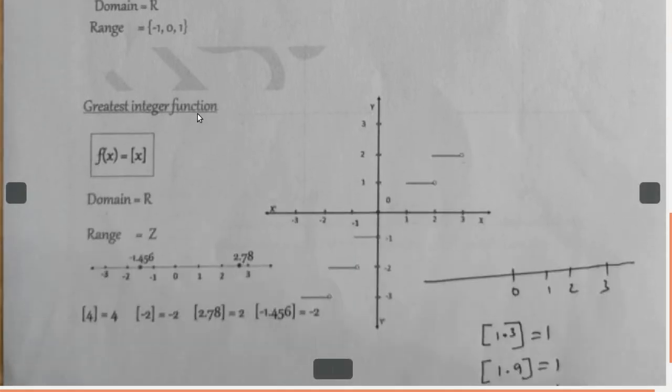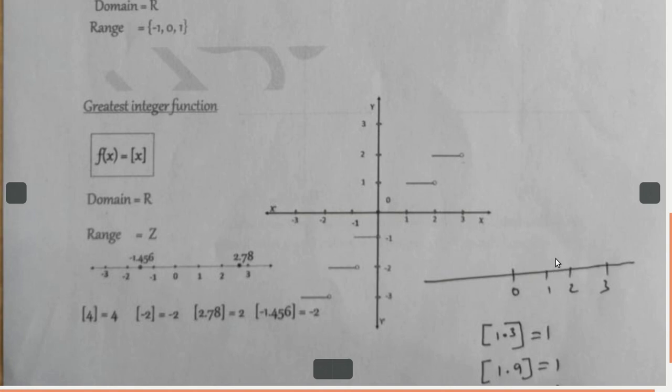Greatest integer function. What do we mean by the greatest integer function? See the number line: 0, 1, 2, 3 up to infinity. Suppose there is a number, say 1.3. So the greatest integer of 1.3 means the greatest integer up to 1.3. Which is the greatest integer up to 1.3? That is 1.